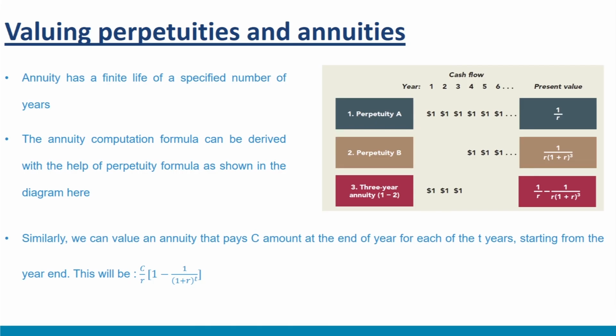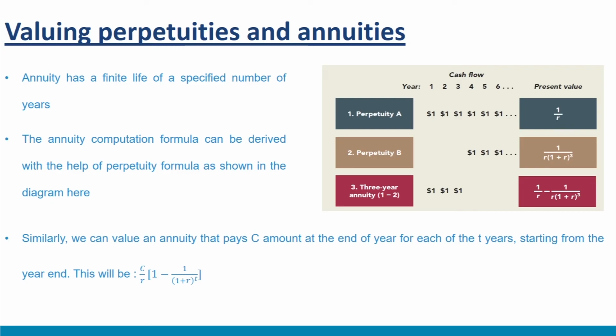A similar concept here is that of annuity. However, an annuity has a finite life of a specified number of years. The annuity computation formula can be derived with the help of the perpetuity formula in a simple manner. This is shown in the diagram here. The diagram shows the value of a perpetuity of $1 per year that starts today, that is 1 by R. If the perpetuity started from the 4th year, then the value of this perpetuity would have been 1 upon R into 1 plus R raised to the power 3.